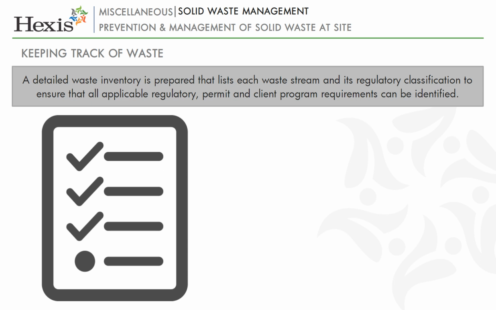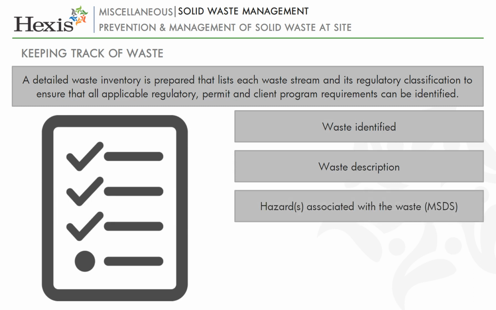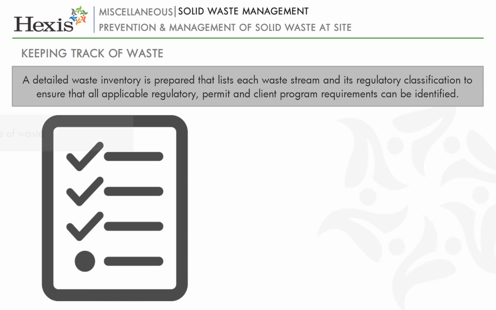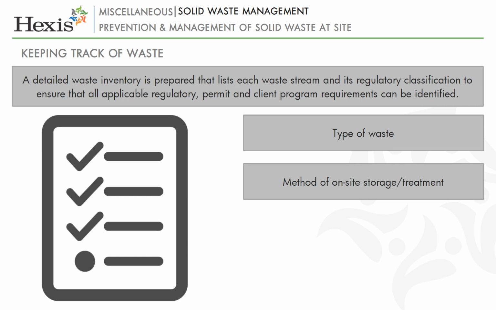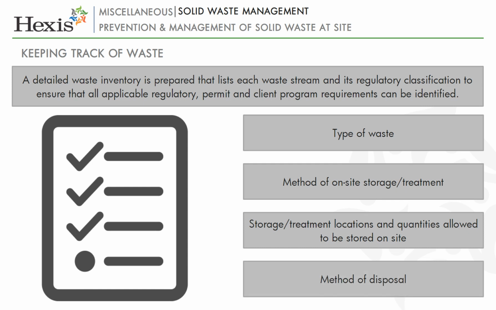This inventory is reviewed, updated, and documented annually and should comprise the following information. Waste identified, waste description, hazard or hazards associated with the waste, MSDS. If MSDS is not available, lab testing may be resorted to. Source of waste, location details to be indicated, amount of waste generated, type of waste, hazardous, solid, etc. Method of on-site storage or treatment: tank, drums, boxes, incineration. Storage or treatment locations and quantities allowed to be stored on site. Method of disposal: recycling, reuse, treatment, disposal.